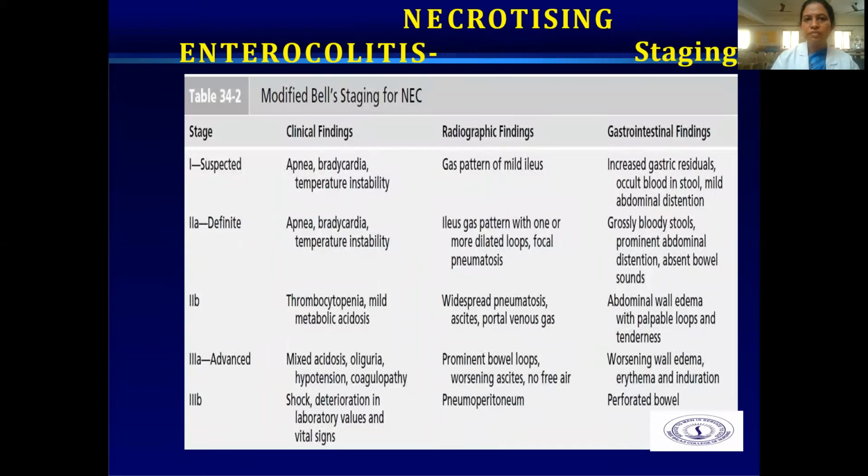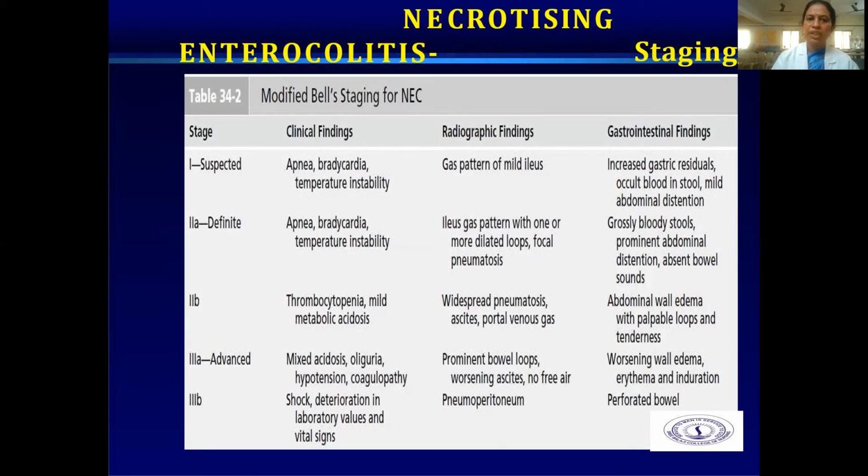Now let us see the modified Bell's staging for necrotizing enterocolitis. So stage 1 is suspected. Clinical finding is apnea, bradycardia, temperature instability. In stage 1 suspected, radiographic finding is gas pattern of mild ileus. Gastrointestinal finding is increased gastric residuals, occult blood in stool, mild abdominal distension.